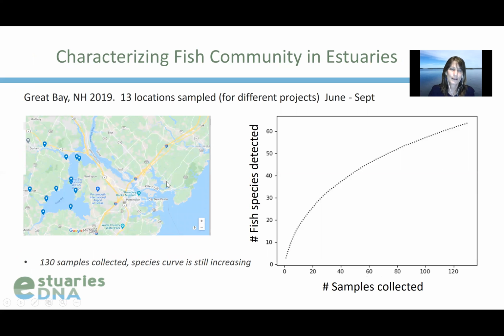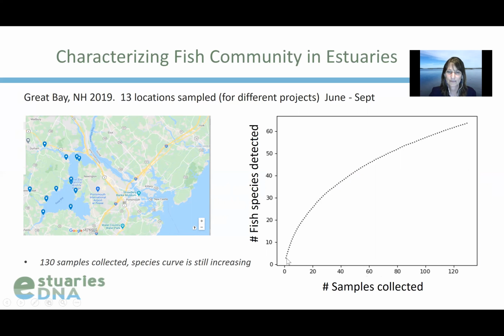So using those methods, some general results that we came up with. This is in Great Bay, New Hampshire again. One of the things we're interested in is how many samples you have to take in order to characterize the fish species that are present. These samples were collected over the course of the summer, about 130 samples. And what we found is that even with that many samples, given that they're taken at different locations and different times, we continue to see more species as we collect more samples.